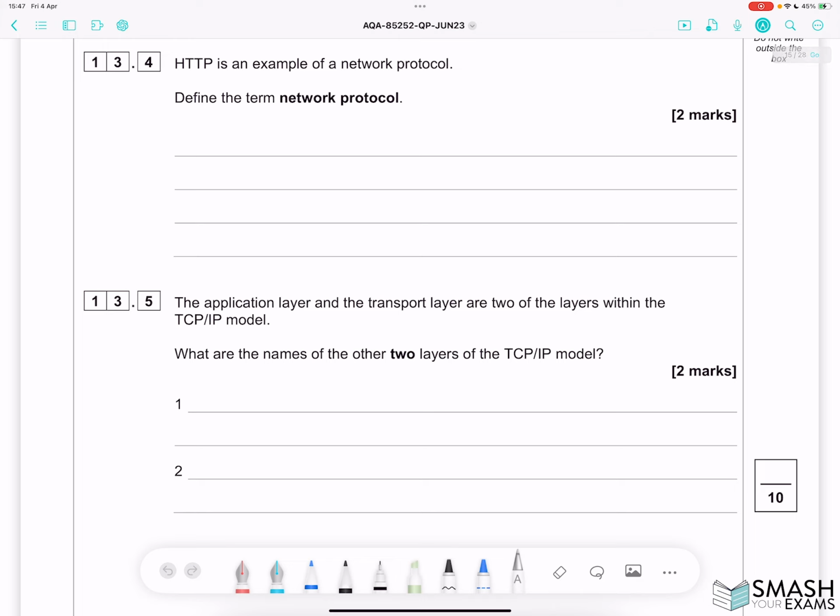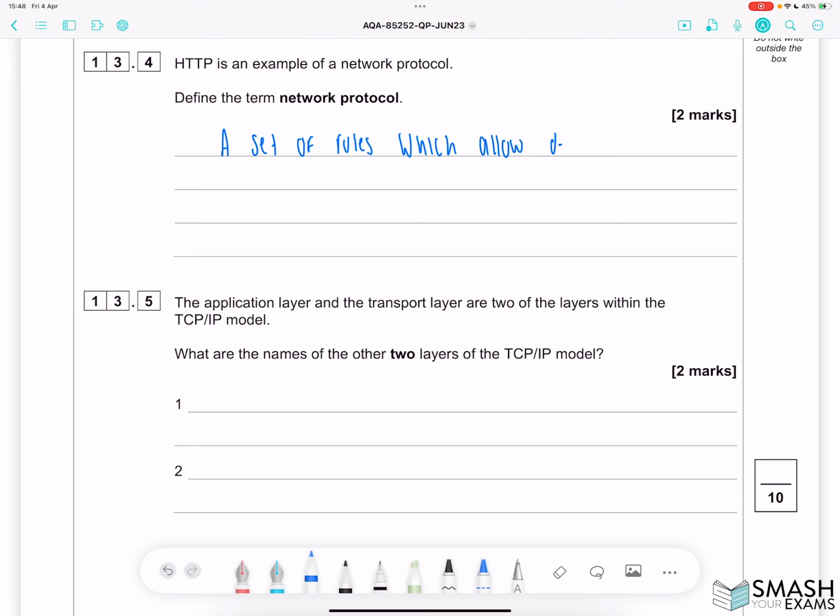HTTP is an example of one network protocol. Define the term network protocol. Well, an alternative word for protocol is simply a rule. So network protocols are simply a set of rules. That would be my first thing: a set of rules, because there are multiple of them, which allow, well, all of our devices to communicate with each other and transmit data between them.